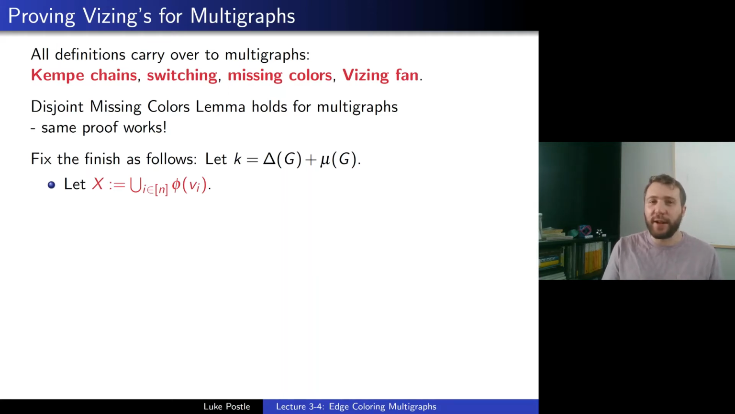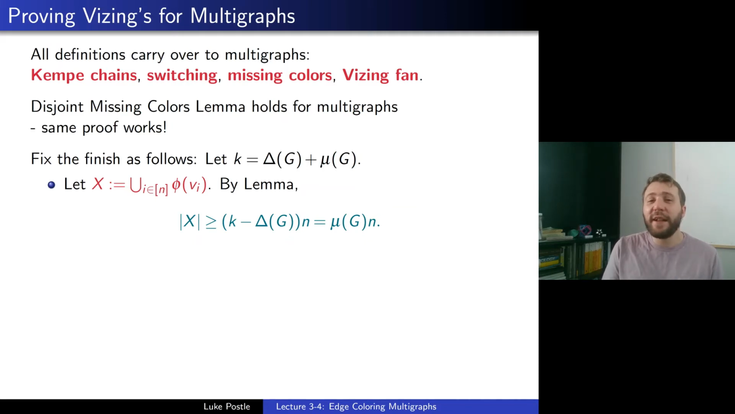Remember we had this finish, right? We were trying to prove Vizing's using our disjoint missing colors lemma. We took our maximal fan, and we want to get a contradiction. So here let k, the number of colors we're using, be delta plus mu. And remember this very last step, we had a maximal fan, and we looked at the set X of colors missing at the non-center vertices of the fan. And there we said X has to be at least n, because each vertex is missing a color. But we can do better, actually.